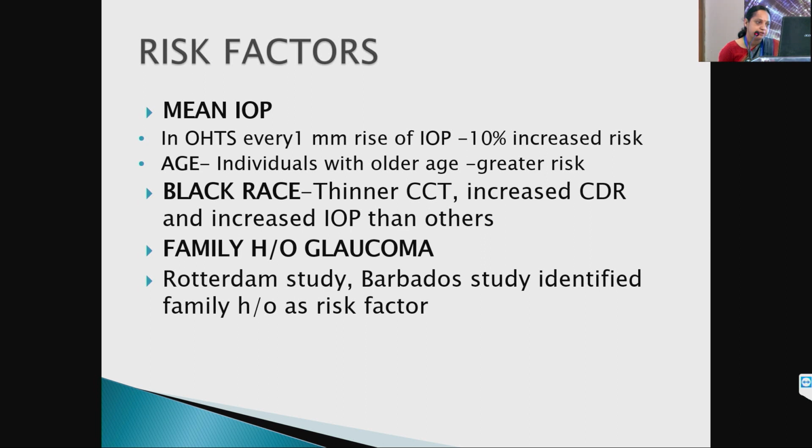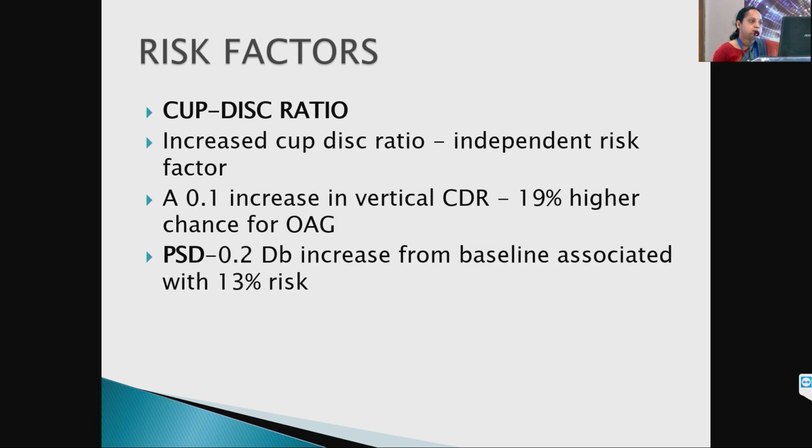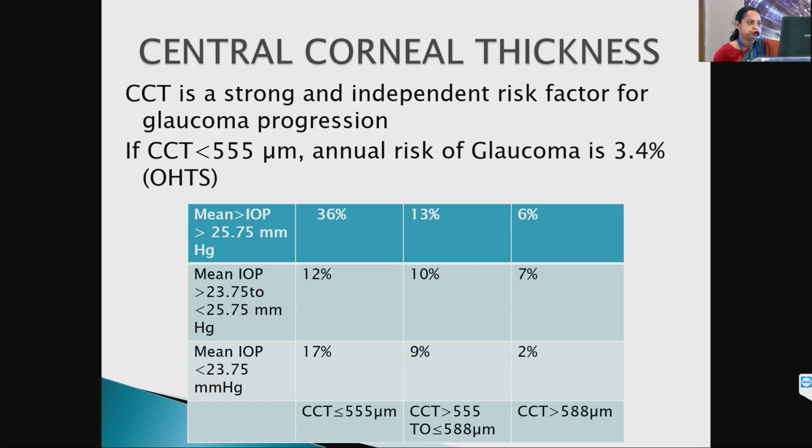In the OHTS study, there was no evidence for family history of glaucoma, but the Rotterdam study and Barbados study identified family history as a risk factor. Increased cup disc ratio was an independent risk factor for POAG. A 0.1 increase in vertical cup disc ratio carried a 19% higher chance of open angle glaucoma, and a 0.2 decibel increase of pattern standard deviation was associated with a 13% risk. Central corneal thickness is a strong and independent risk factor for glaucoma progression.